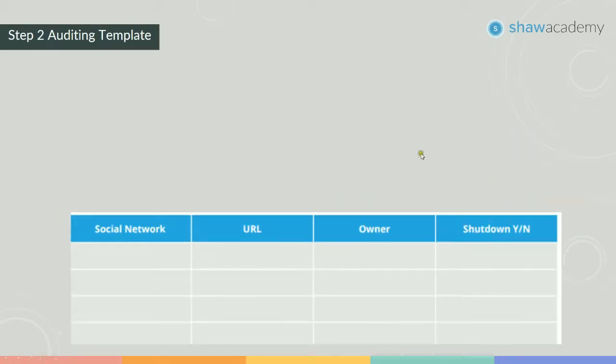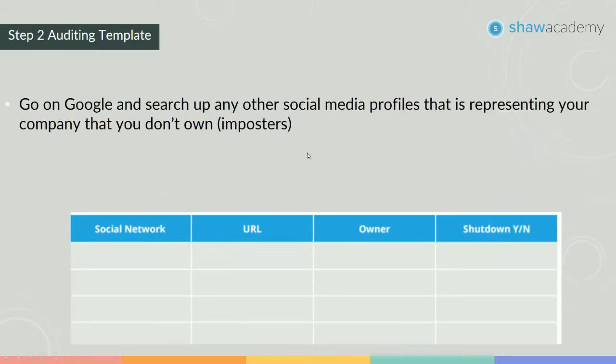Second step, easy also in this way. Go on Google and search for any other social media profiles that are representing your company that you don't own. So make sure you have all your social media profiles clearly defined. And in this way you can create a separate spreadsheet. So you can shut down, maybe, any impersonating accounts or stuff like that.